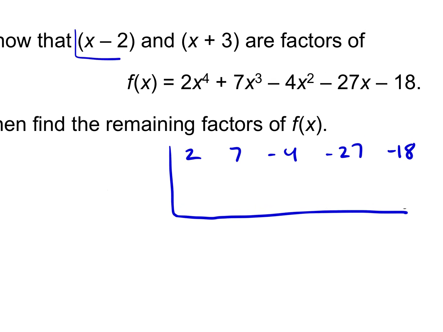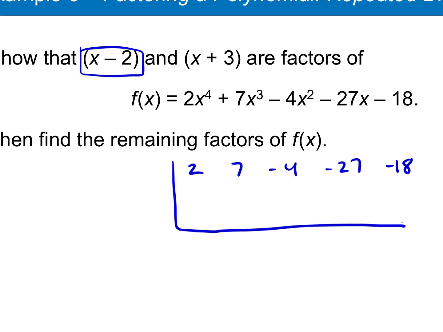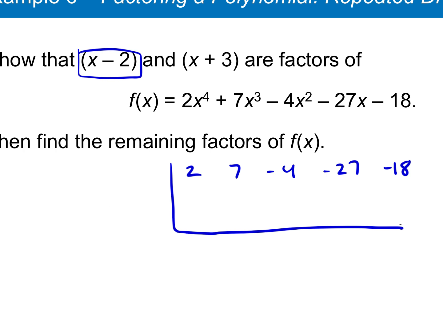Now let's check to see if x minus 2 is a factor. What am I going to put on the outside to check and see if x minus 2 is a factor? 2. Awesome. We changed the sign. So I'm going to put 2 on the outside. Drop down the 2. What do we do on the outside? Multiply. 2 times 2 would be 4. Plus 7 would be 11. Times 2 is 22. Plus 4, or plus negative 4, would be 18.